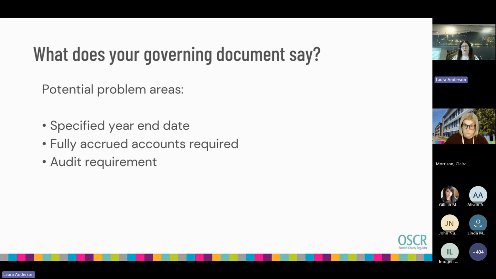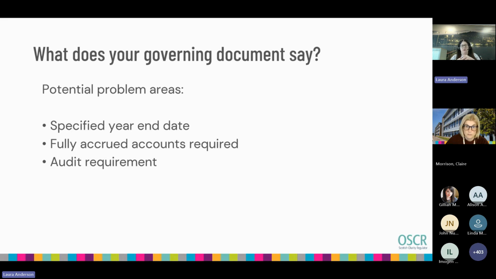Now, most governing documents themselves will actually set out the process by which it can be changed, and that process again has to be followed if you're trying to make a change. That would allow the governing document to be updated to ensure that it contains suitable requirements for the charity. And ideally, there should be some flexibility in the governing document to allow the trustees a choice in what is prepared for the charity for its accounts.